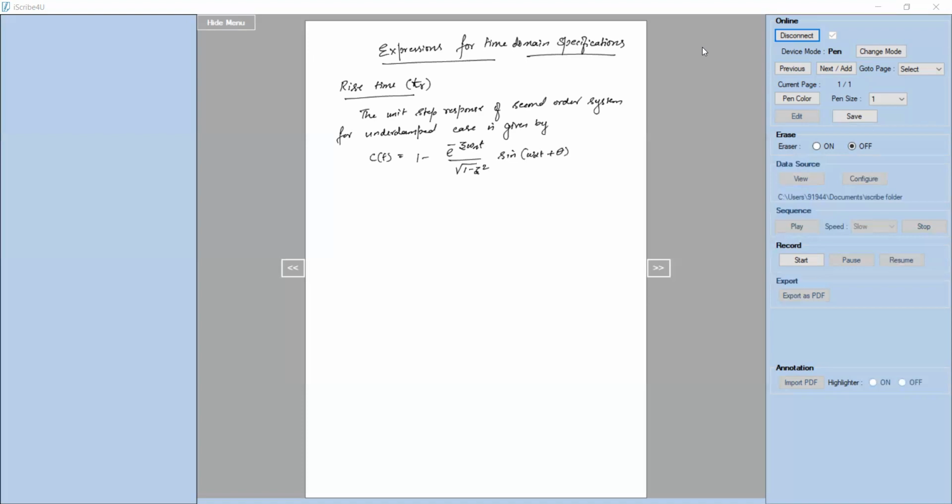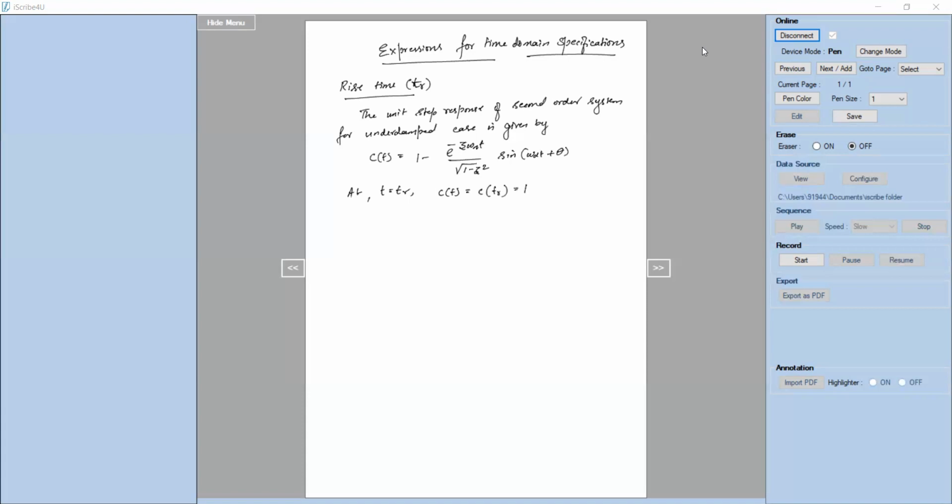So this we have seen in the last class, that is the response of a second order system for an underdamped condition. We have derived this equation in the last class. We will start from this point. So at time t equal to tr, what is the response? Response will be equal to 1.